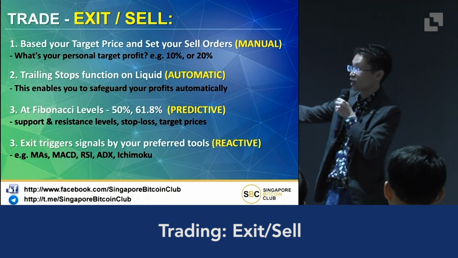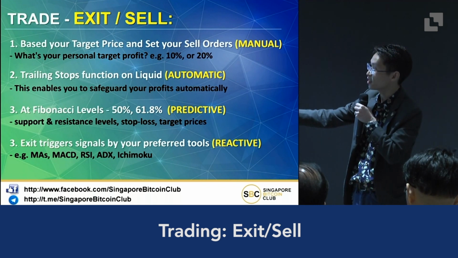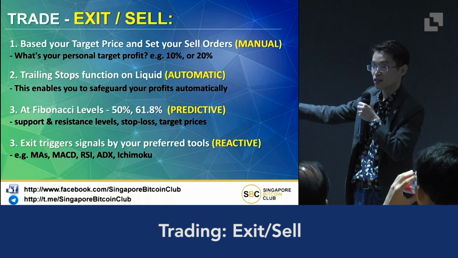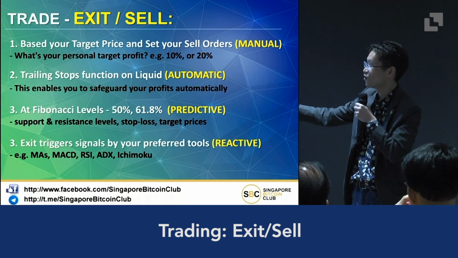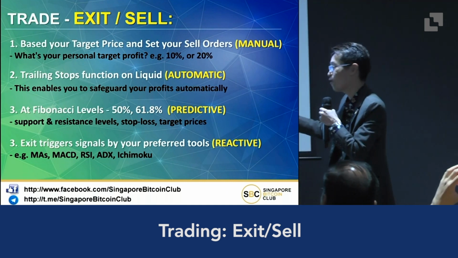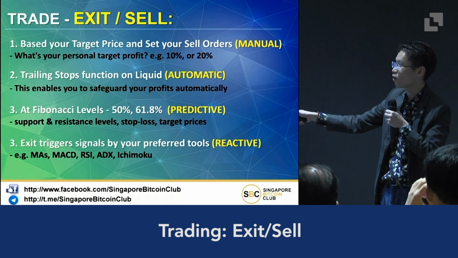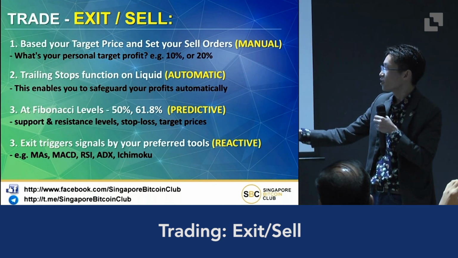And you can use it on Liquid. Another one that most people do not know, at least you can learn something, is the Fibonacci levels. These are key levels where most advanced traders will take profit. 50%, 61.8. Later I'll show you how accurate this is. And Fibonacci levels are important because it's about support, resistance levels, stop loss, target prices. Sorry, here should be number 4.